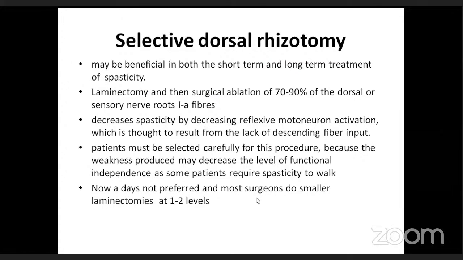Next is selective dorsal rhizotomy. It may be beneficial in both short-term and long-term management of spasticity. Laminectomy and then surgical ablation in around 90% of dorsal or sensory nerve root 1A fibers is done by the surgeon. It basically decreases spasticity by decreasing reflexive mononeuron activation, which is thought to result from the lack of descending fiber input. So you have to select carefully such patients.